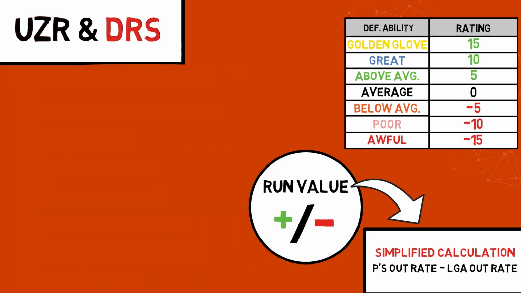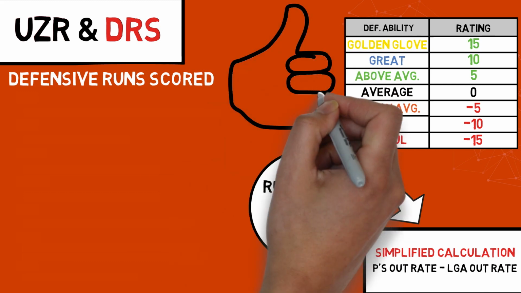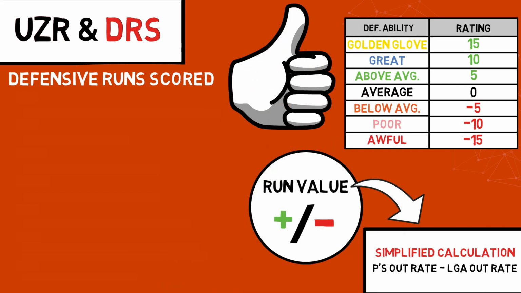Now, let's take a look at DRS, or defensive runs scored. This statistic is very similar to that of UZR, as it is rated on the same exact scale as UZR, and it's calculated by using a player's performance compared to the league's average at their position. The difference, then, is going to be the categories in which you are ranked upon.